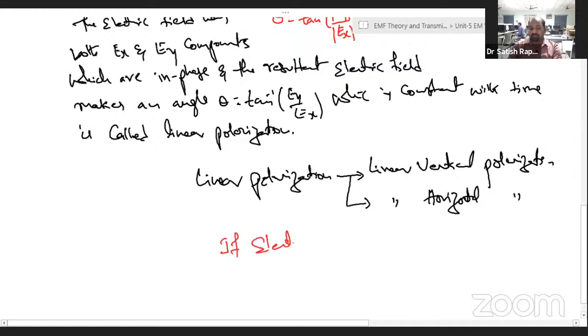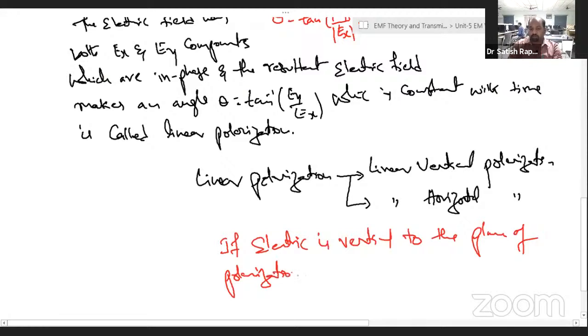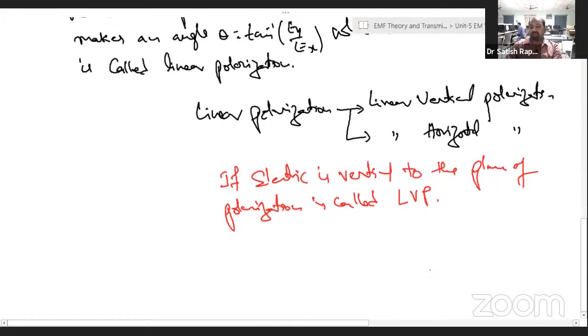If electric field is vertical to the plane of polarization, it is called linear vertical polarization. If electric field is horizontal, then it is called linear horizontal polarization.